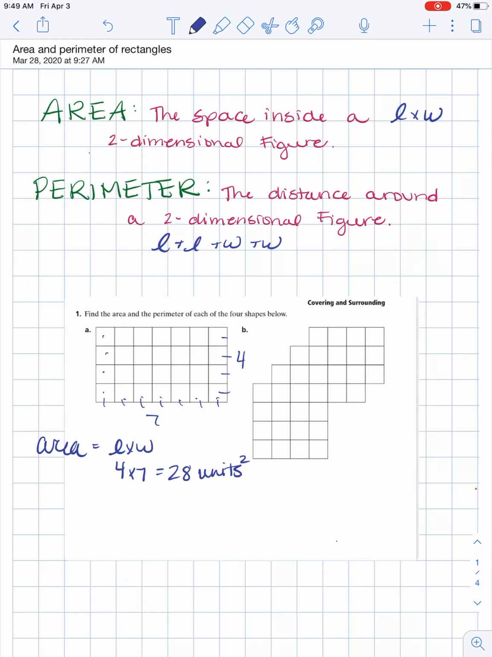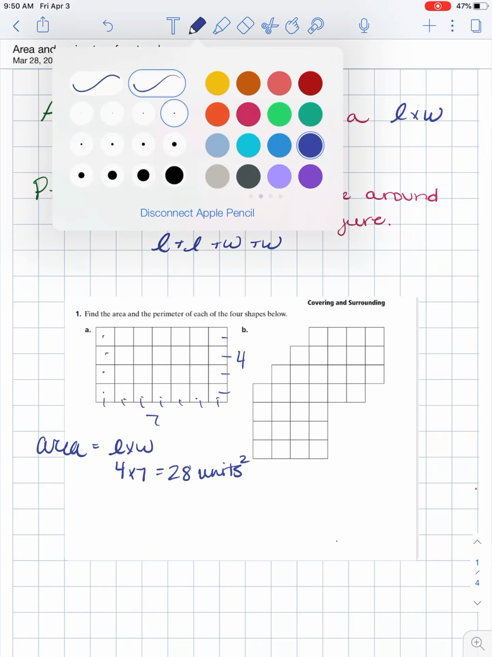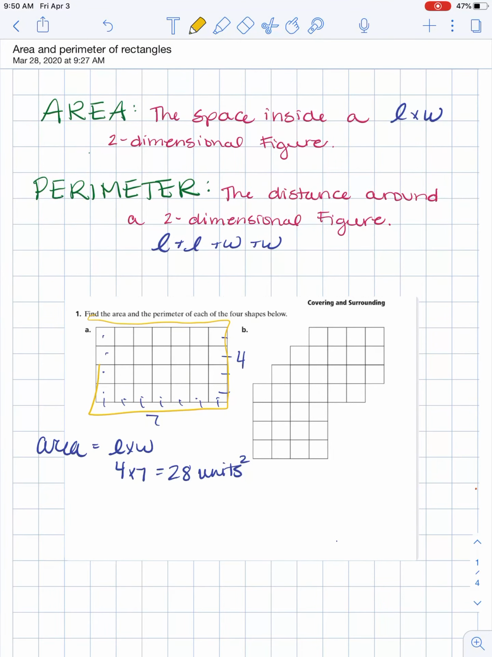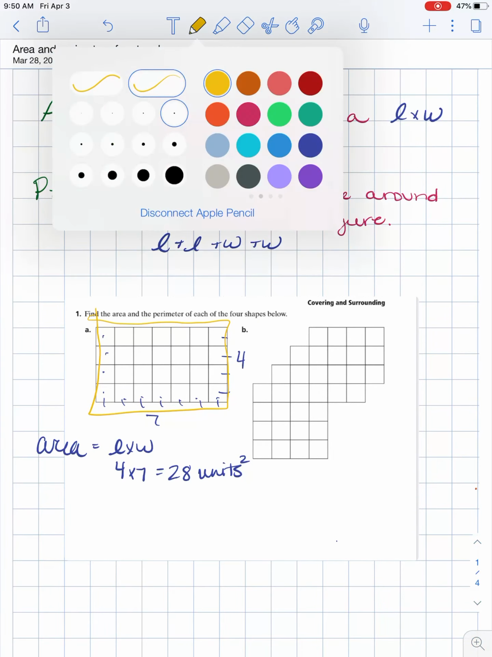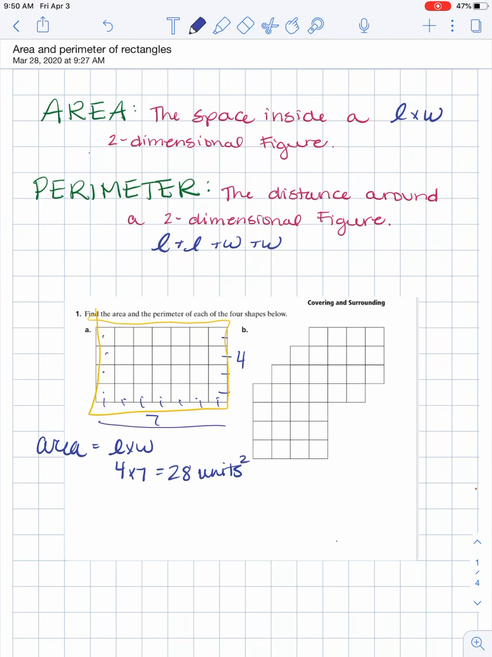That worked for us. To find the perimeter, we're finding that distance around the shape, right? Around the outside. So we're going to add 7 right here, 7. That's messy. We'll do 7 plus 4 plus 7 plus 4. That gives us the distance around the shape, right? So 4 plus 4 is 8, and 7 plus 7 is 14. So if we add those together, we get 22 units for our perimeter. Sorry that it's not the neatest, guys.